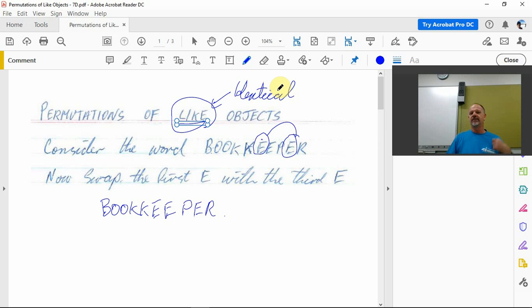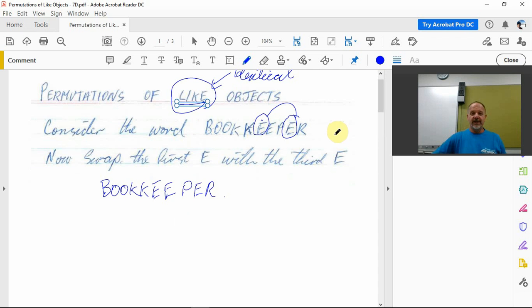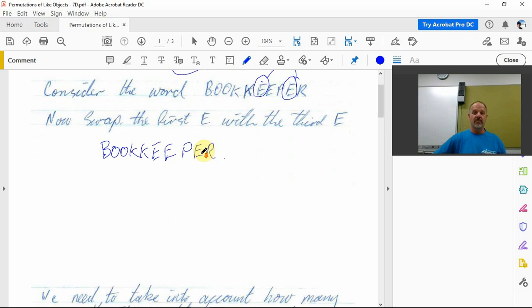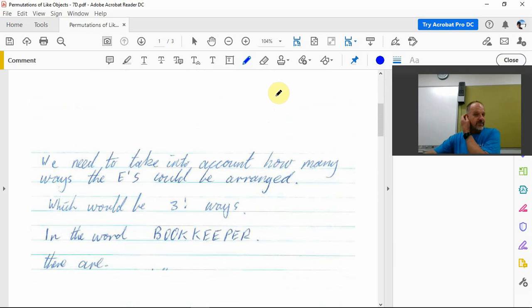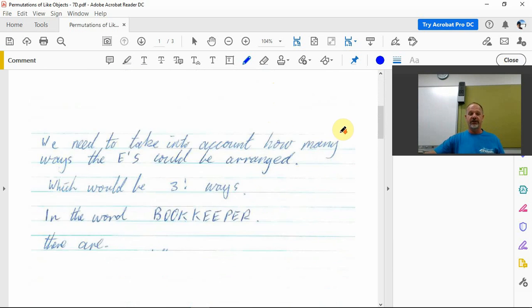All right, and you need the word identical, or some other word, go and look it up in the thesaurus, in the question for you to know that they're exactly the same. So we need to take into account how many ways the E's would be arranged, which would be 3 factorial ways.